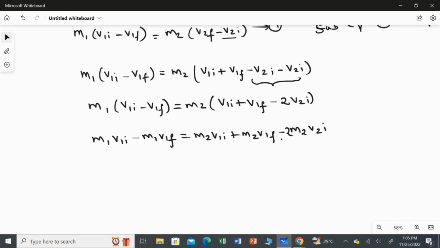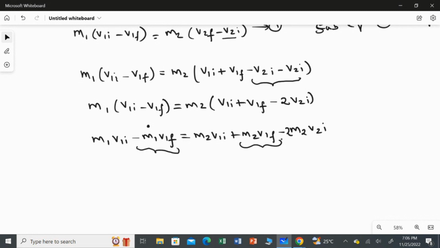Now I'm going to take a common term outside. That means I'm going to separate V1 final one side. So how many V1 final we have? We have one V1 final term here as well as here. Am I right? So that means I'm going to take this term to the right hand side and I'm going to move the rest of the term to the left hand side.